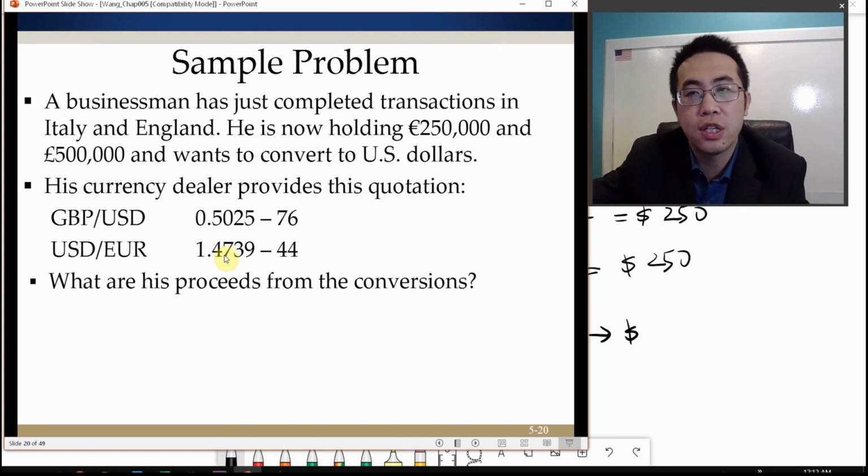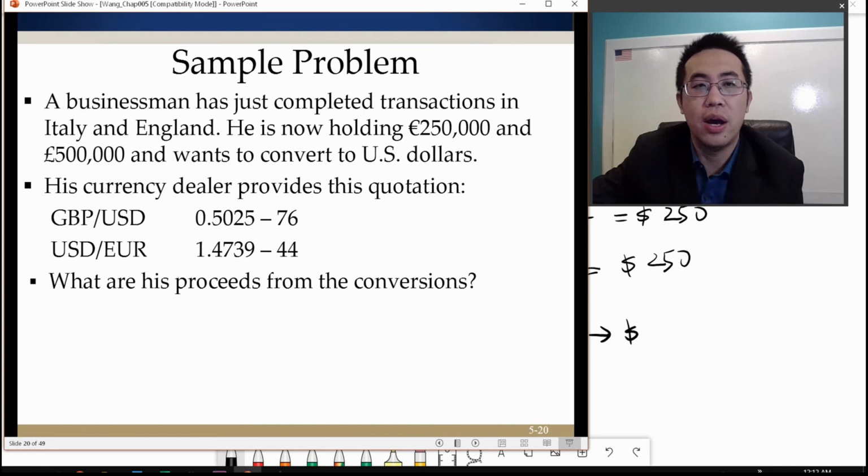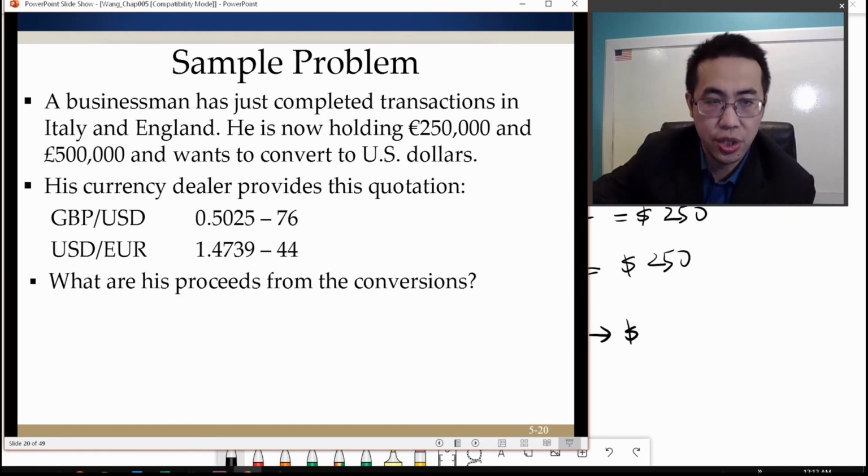That's 1.4739 US dollar per euro, and the ask price should be higher, 0.44. You can just skip all the previous digits. It should be 1.47, the same as the bid, and 44 cents per euro. Okay, this is a more realistic number, not as easy as the one I showed you earlier for illustration.